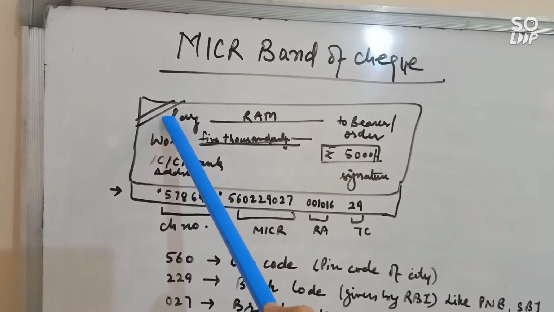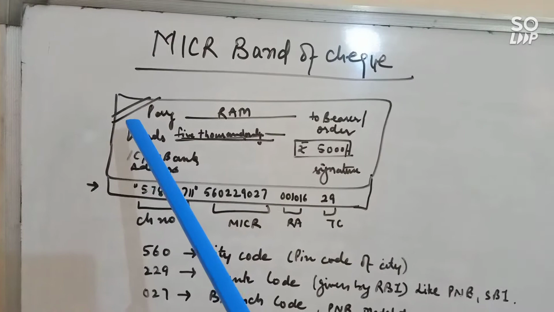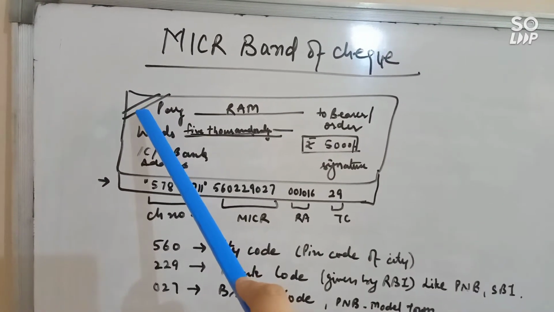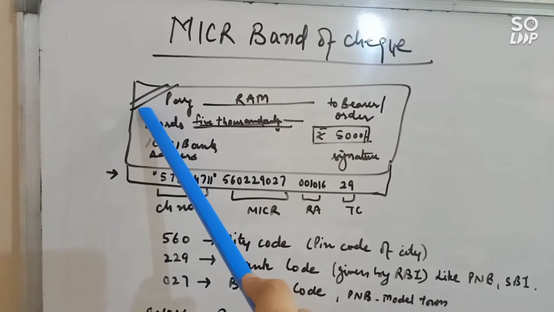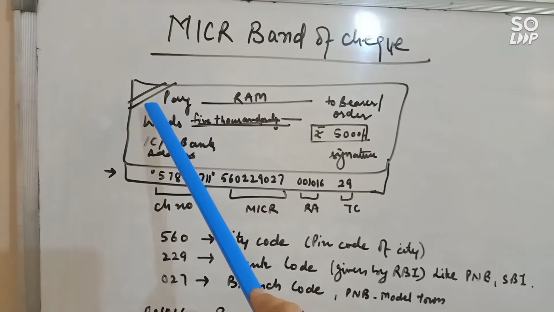We have discussed bearer and order checks. Under order we have two categories, open check and crossed check. So it is a crossed check. It means the amount is only transferred into the account of the payee. This check cannot be encashed at the counter.